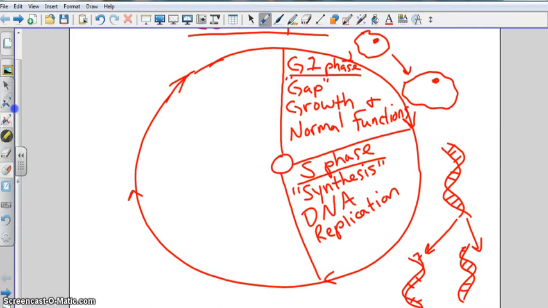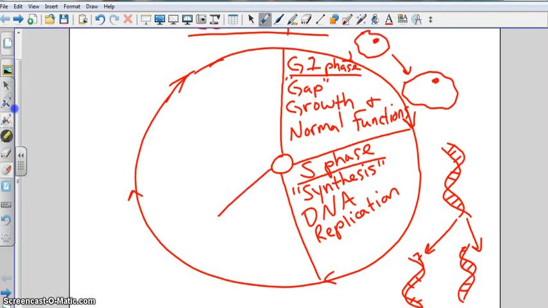where we're going to replicate DNA. Is this otherwise known as interphase? The first one was interphase. What's this one? Oh, this is still part of interphase. Because the cell's not dividing yet. So this is still part of interphase.